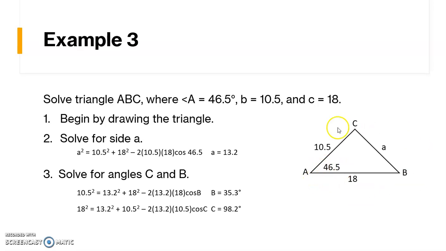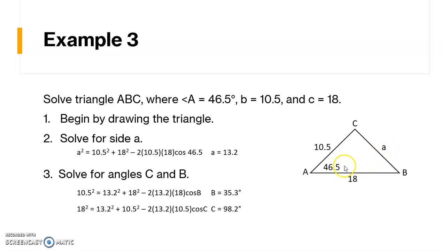So my triangle looked like this. Angle A was 46.5, and that's across from side A. Side C is 18, and that's across from angle C. And side B is 10.5, and that's across from angle B. Now, the only thing we can solve for first is side A. That's what we have enough information for. We can't solve for anything else, so that's where we're going first.